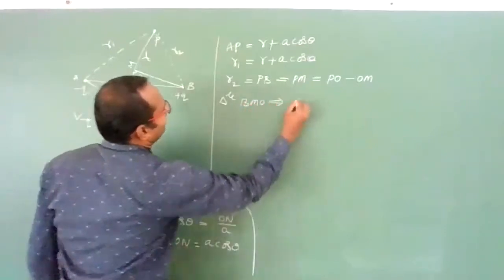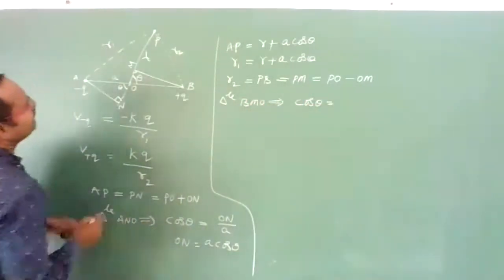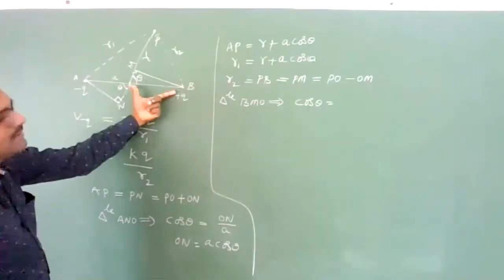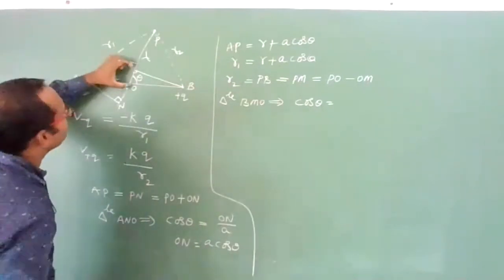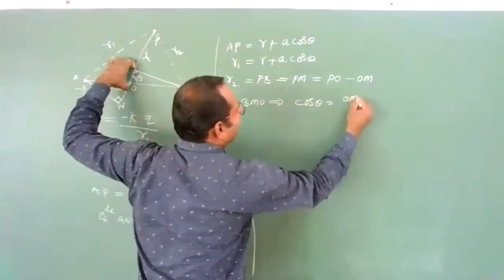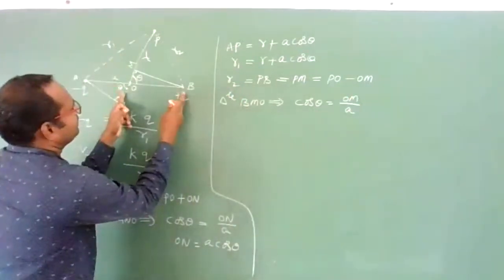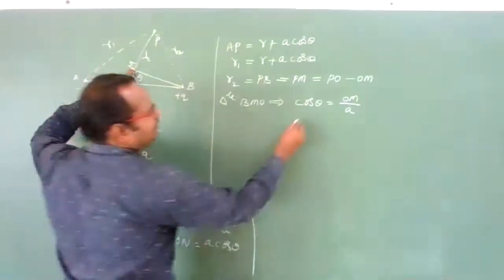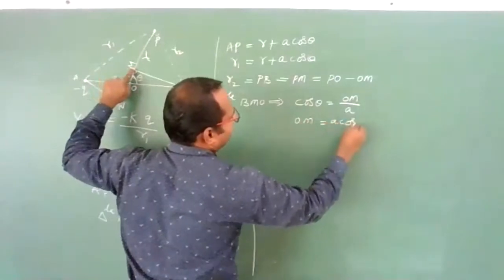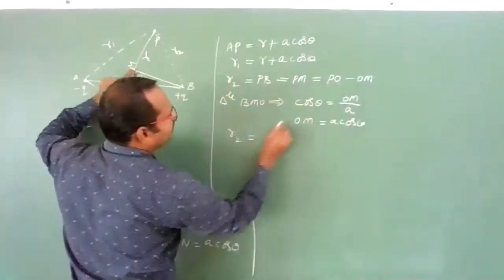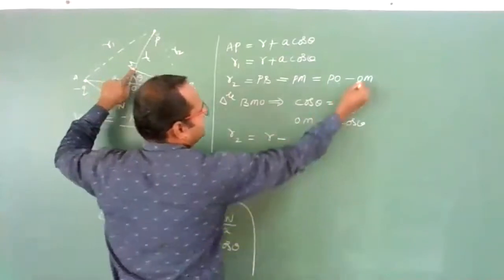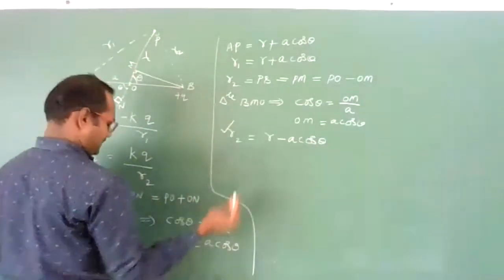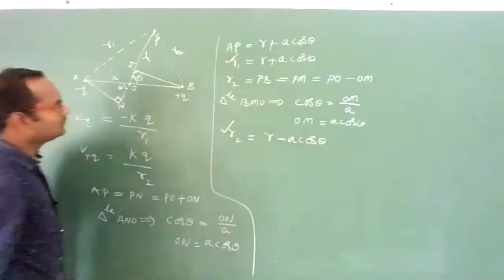BMO, take again cos theta. Cos theta is adjacent side by hypotenuse. Adjacent side is this OM, hypotenuse is this one, OB. This is hypotenuse. This is adjacent side for this triangle. This is opposite side. Then OM can be written as A cos theta again. Substitute here. You will get R2 is equal to PO, which is R, minus OM, which is A cos theta. Now I know R2 value and R1 value. Substitute here.